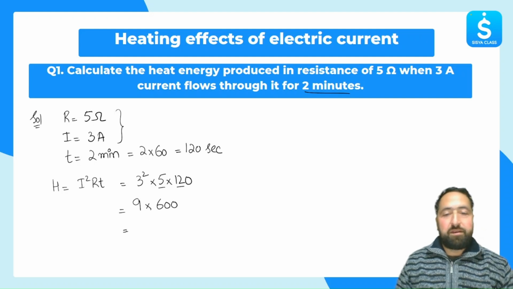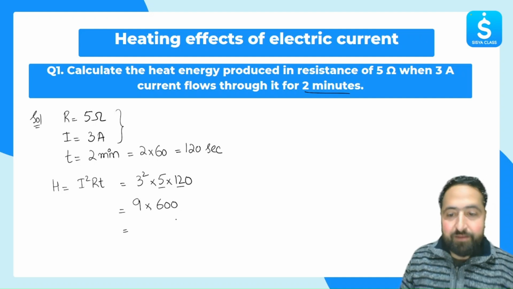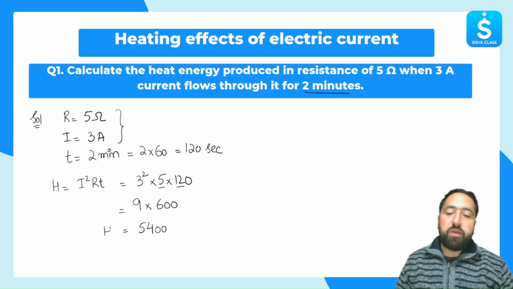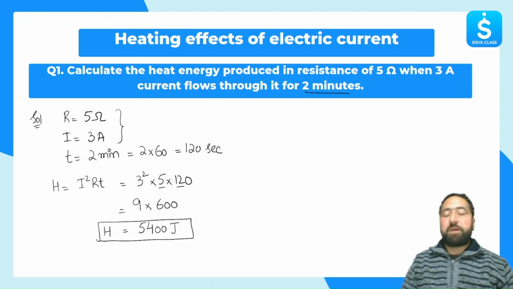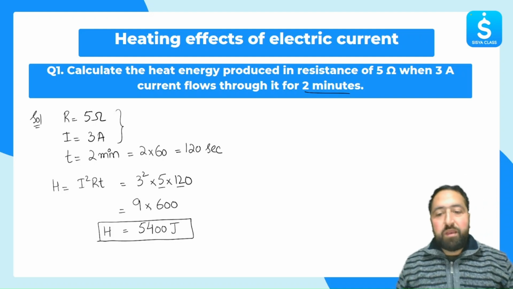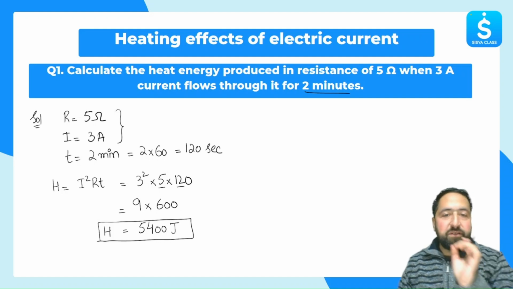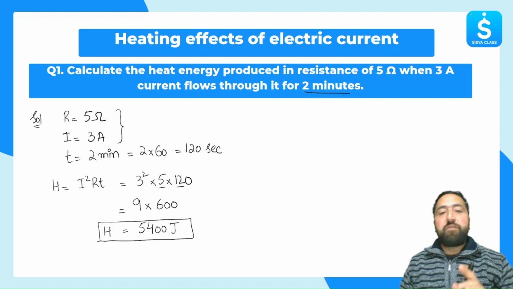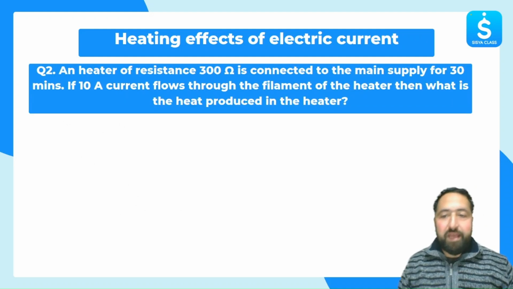Just tell me one thing. You just have to multiply 9 by 600. What will that be? Yes, 5400. And then there will be these two zeros. So how much heat is produced? It is 5400 joules, because joule is the unit of energy, right? So how much heat energy will be produced? 5400 joules. Great. If you understood this, let's move to the next question.